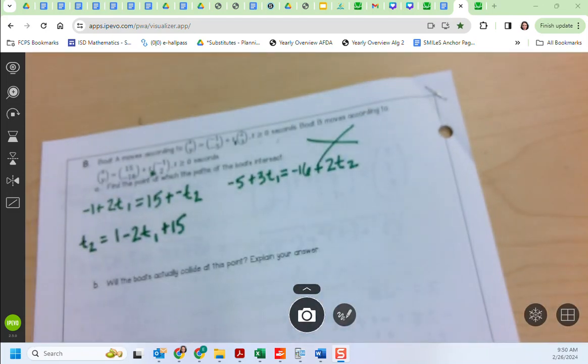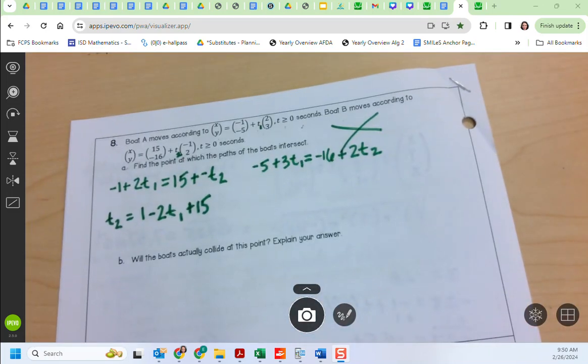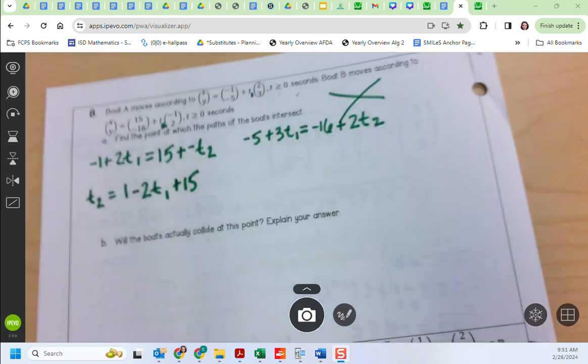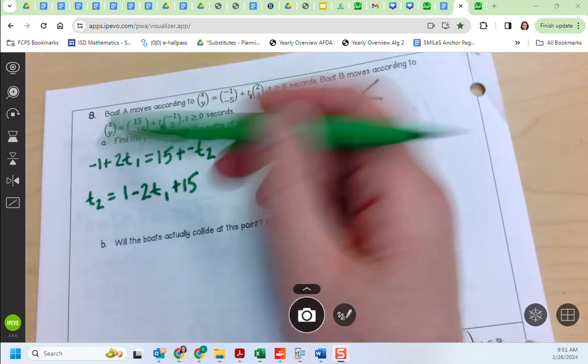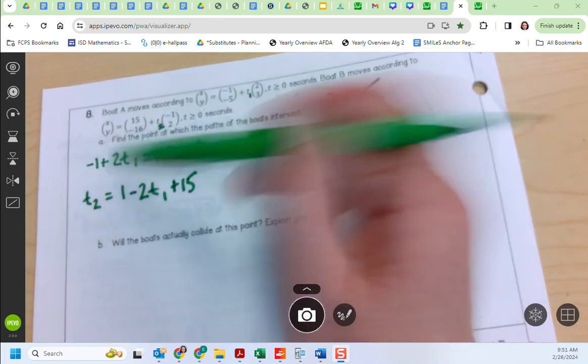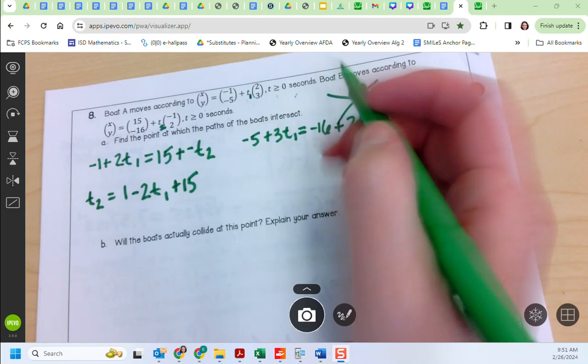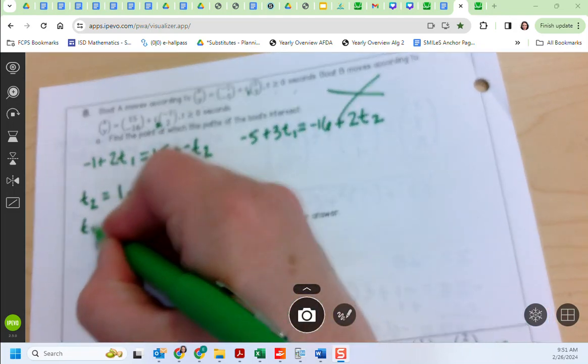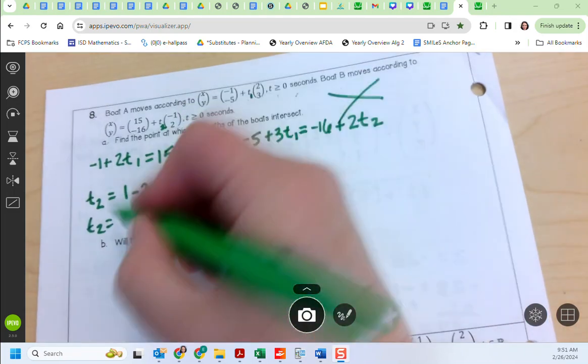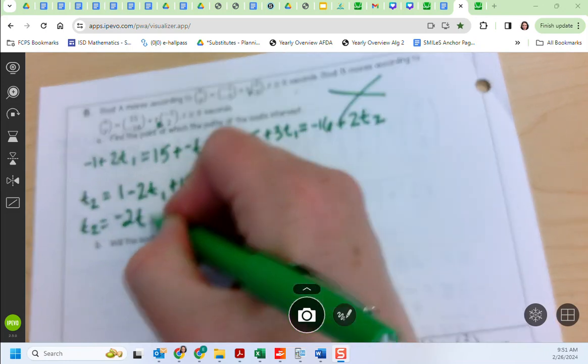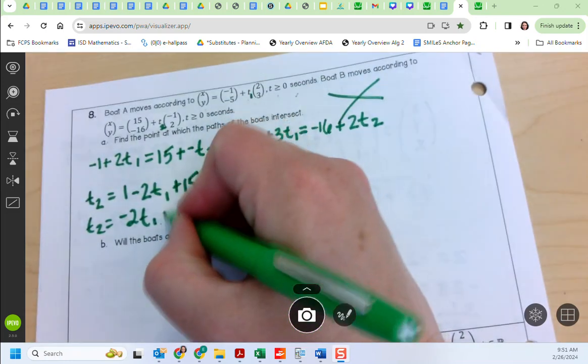Okay, just a little bit of algebra 1 manipulation. I just didn't write down my steps, but I added t sub 2 to move it to the left. I added 1 to move it to the right, and subtracted 2t sub 1. All right, and then combining like terms, I have t sub 2 is equal to negative 2 t sub 1 plus 16.